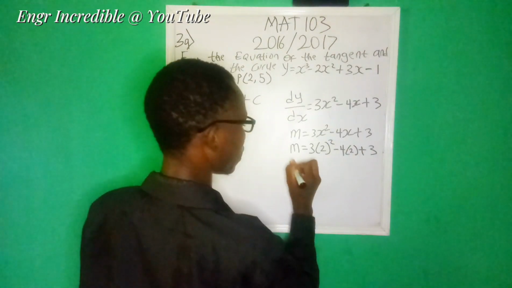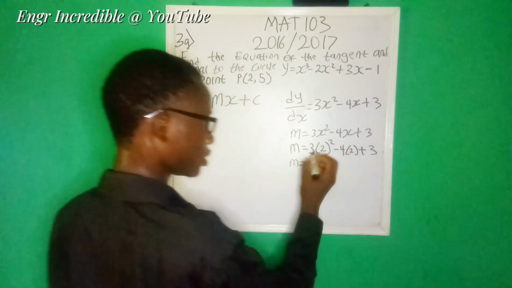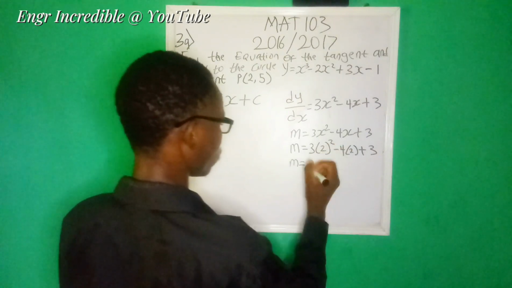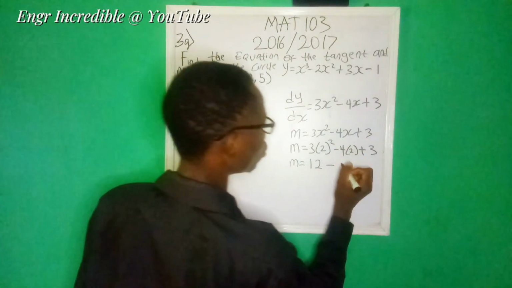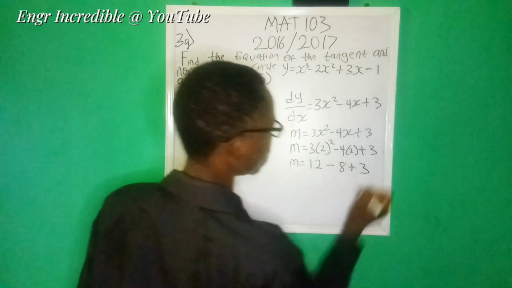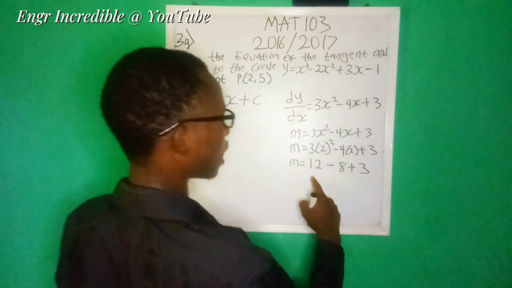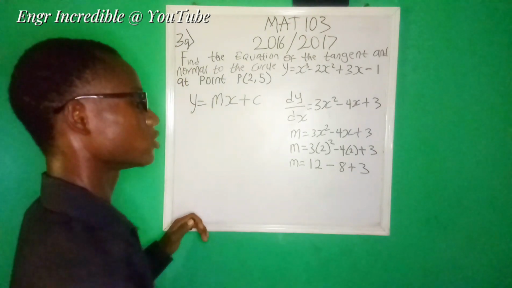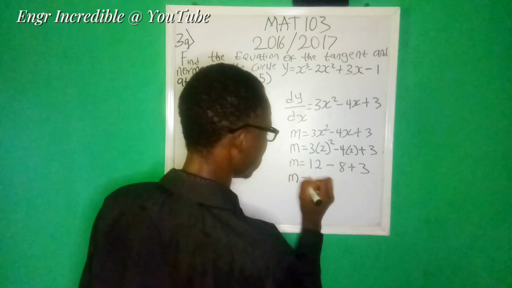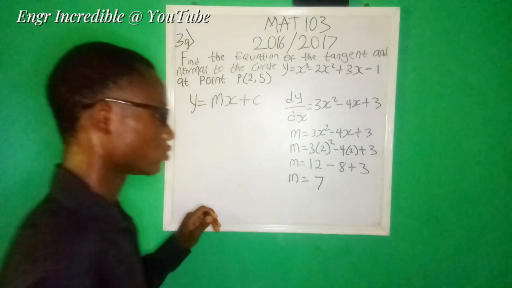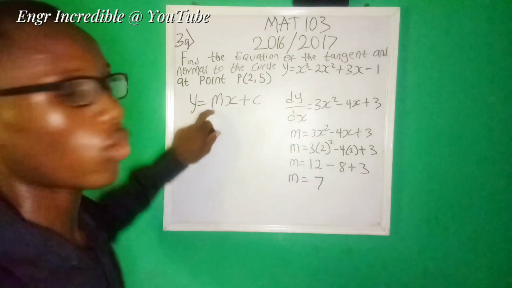From here we can get our gradient as 3 times 2 squared, this is 12, minus 4 times 2, 8, plus 3. So when we add 12 minus 8, we get 4. 4 plus 3, we have 7. That means our gradient is equal to 7. So we have gotten our value for m.